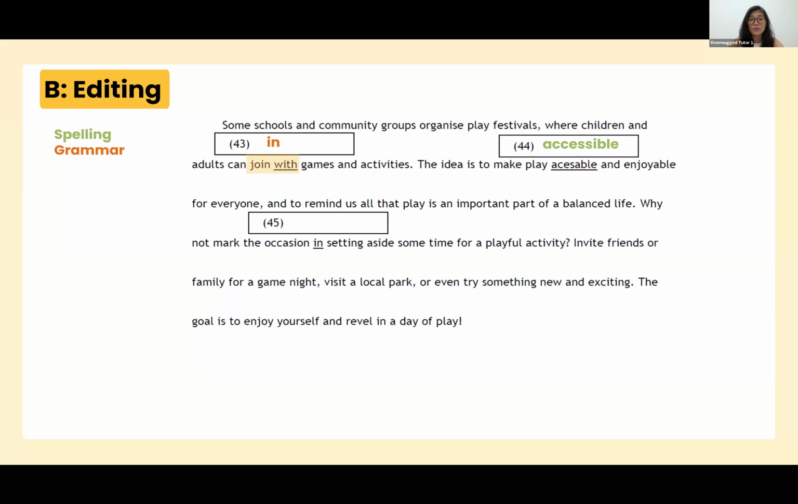Last one, question 45. Okay. You can mark the occasion in setting aside some time for play. In this case, if you're going to mark the occasion, you mark the occasion by doing something. So those are all 10 grammar questions.